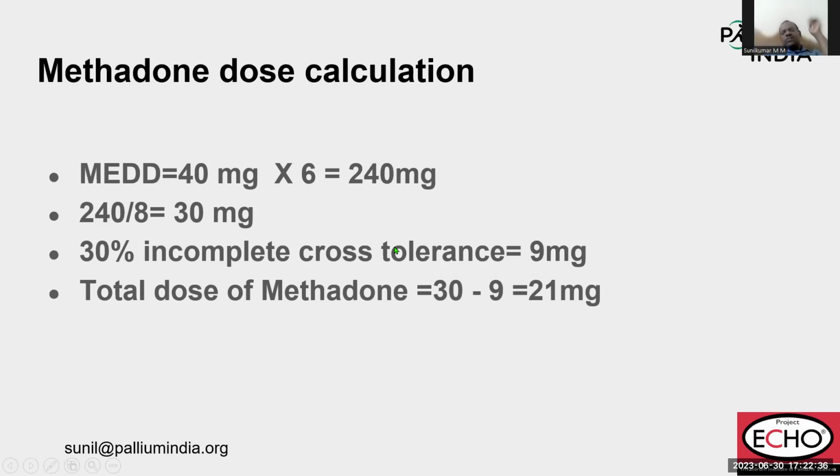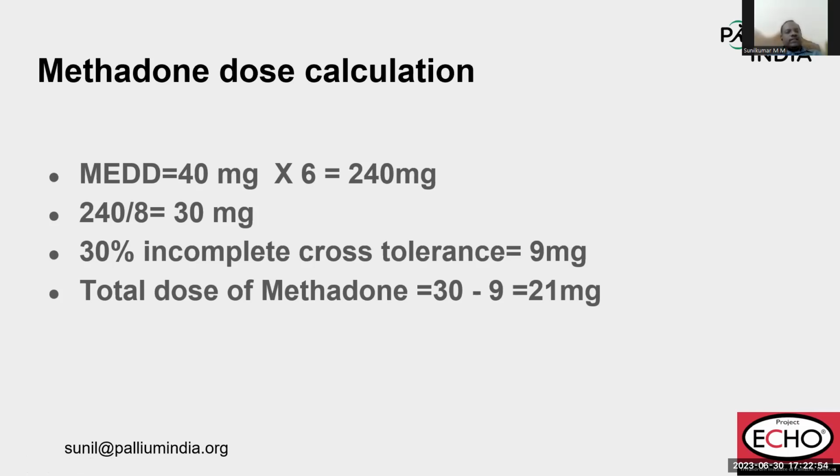So that is something called incomplete cross tolerance. When you convert an opioid to another opioid, you need to use the full dose that you have converted, because different opioids have different activities on opioid receptors.